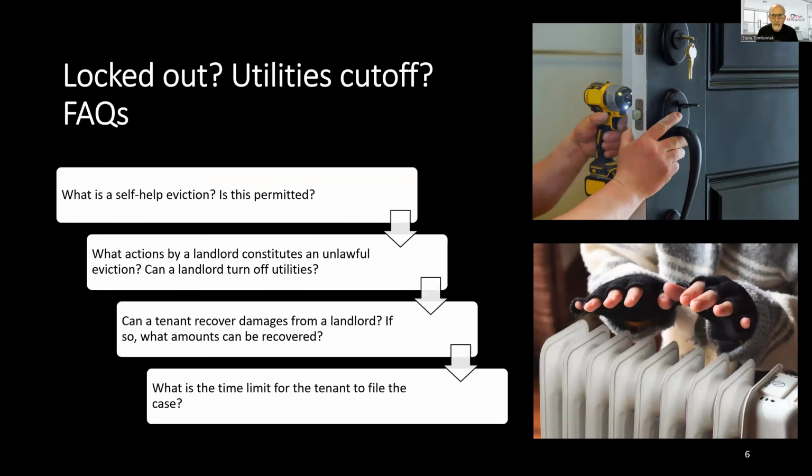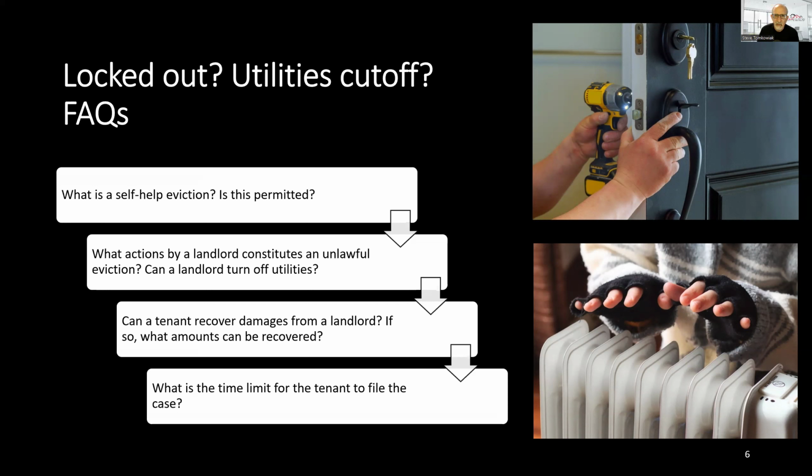So here's kind of the FAQs we're going to look at. What is a self-help eviction, and is this permitted? What actions by a landlord constitute an unlawful eviction? Can a landlord turn off utilities? Or in what situations can a landlord turn off utilities? Can a tenant recover damages from a landlord? If so, what kind of damages can be recovered? And what's the time limit for a tenant to file a case?